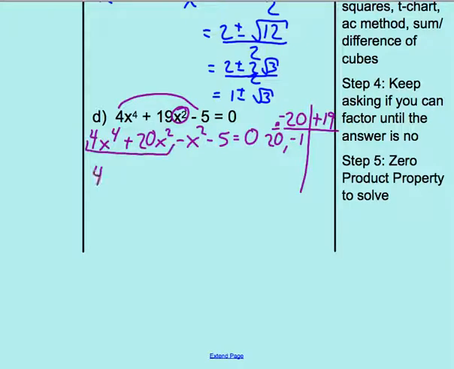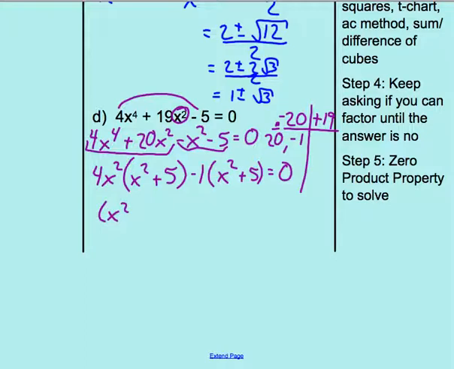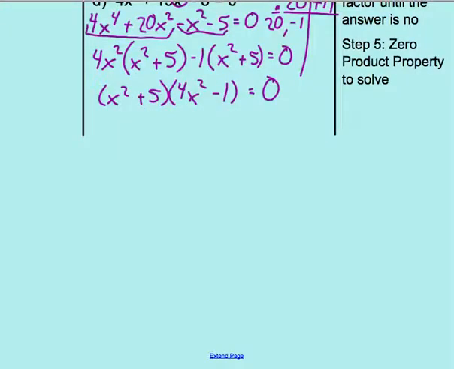Find that GCF for x squared. Factor that out. We're left with x squared plus 5. Second 2 terms, all I'm seeing is a -1, leaving us with x squared plus 5, still equals 0. GCF now is x squared plus 5, leaving us with 4x squared minus 1. Step 4, keep asking if you can factor until the answer is no. I've got a difference of squares in my second set of parentheses, so I'm going to continue to factor. So this would factor into 2x plus 1, 2x minus 1.